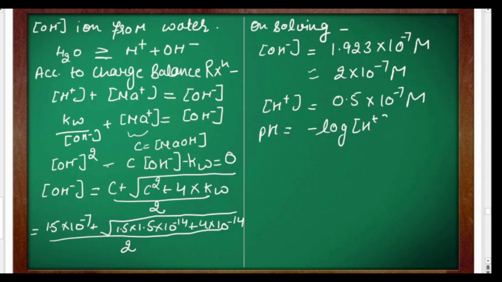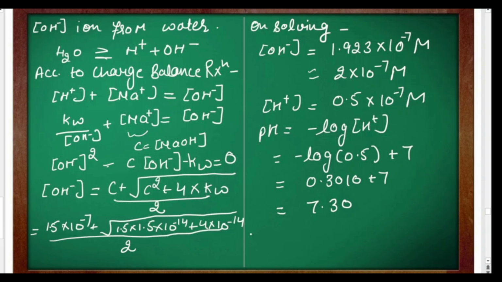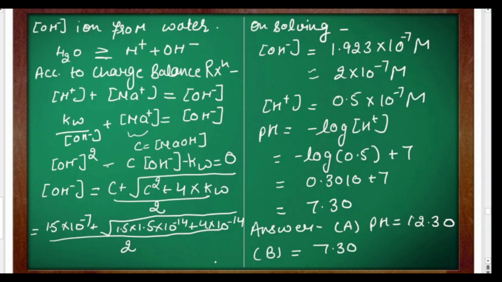Always remember, while calculating pH you should consider hydrogen or hydroxide ion from water if acid concentration is low. Answer: Part A pH is 12.30 and Part B pH is 7.30.